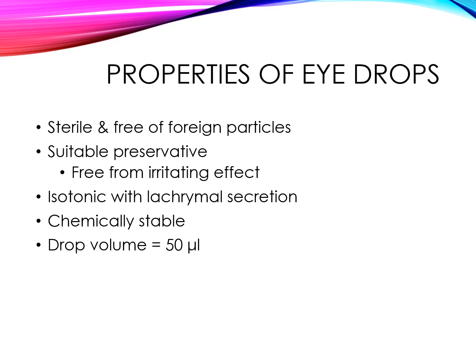In order for an eye drop to be safe and effective in the eye, there are several different properties that this eye drop must have. It must be sterile and free of foreign particles. It has to contain a suitable preservative, but it needs to be free from irritating effect. It also needs to be isotonic with the lacrimal secretion and chemically stable. Lastly, a drop volume can only equal around 50 microliters. The normal volume of a tear is around 7 microliters, and the whole eye can hold up to 30 microliters of liquid without spillage. This is important to keep in mind when we're educating our patients on proper administration technique.